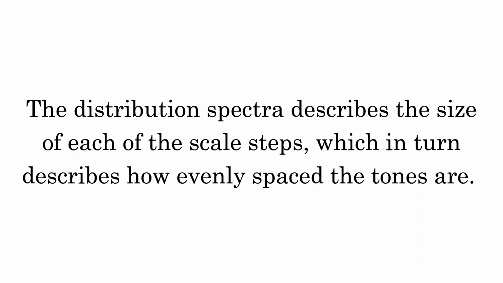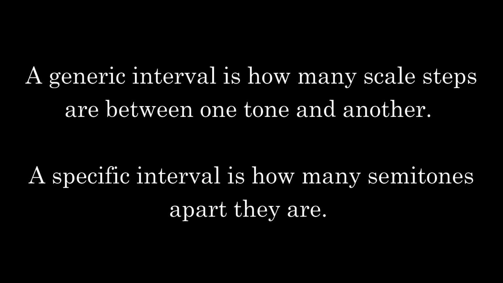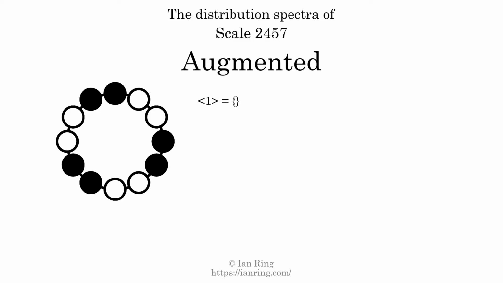The distribution spectra describes the size of each of the scale steps, which in turn describes how evenly spaced the tones are. A generic interval is how many scale steps are between one tone and another. A specific interval is how many semitones apart they are. The generic interval of one scale step comes in 2 different specific interval sizes, 1 semitone and 3 semitones. The spectrum width of this generic interval is the highest, 3, minus the lowest, 1, which equals 2.